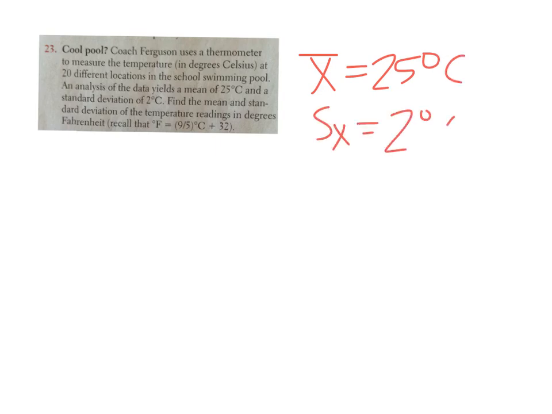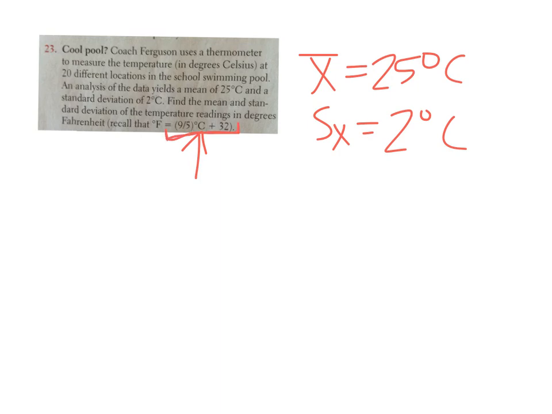Lastly, question number 23. This is also a good transformation question. He uses a thermometer to measure different locations in the school swimming pool, and he gets a mean of 25 degrees Celsius and a standard deviation of 2 degrees Celsius. And then it's like, well, what if we actually change it to Fahrenheit? So y'all, we have to follow order of operations here.